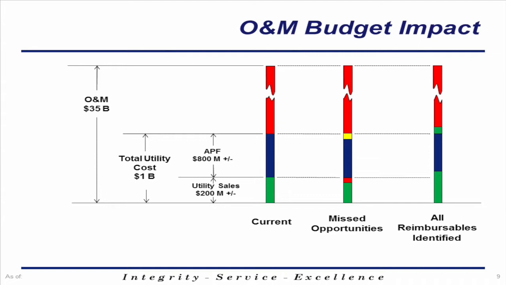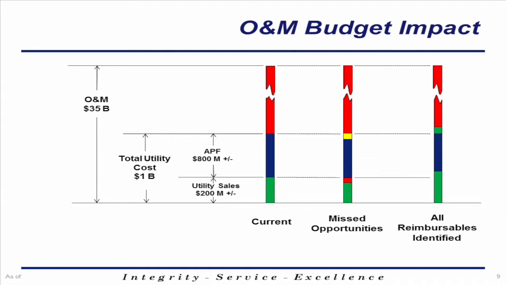You can see in the first slide where we've done the current collection of utility reimbursements. You can see that approximately $200 million is collected. The next bar, missed opportunity, shows if, in fact, all the utility sales customers are not correctly identified and all those sales dollars are not collected, what happens is those dollars or those utility costs are paid with appropriated funds. That comes out of the O&M budget.